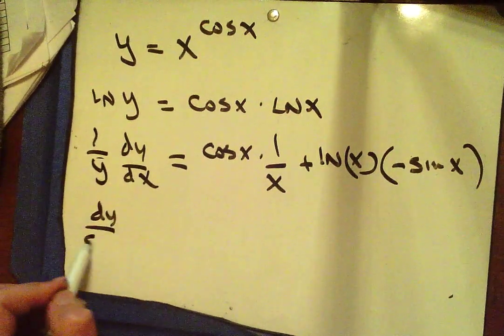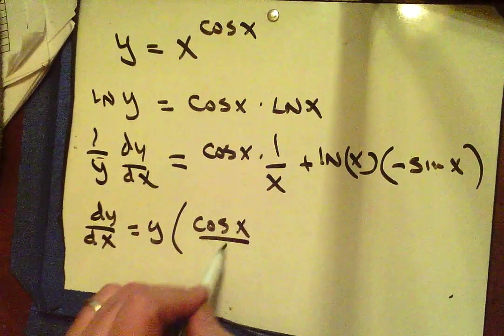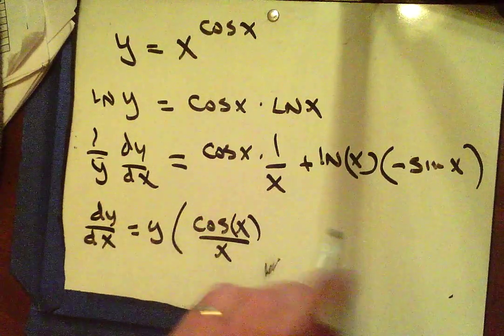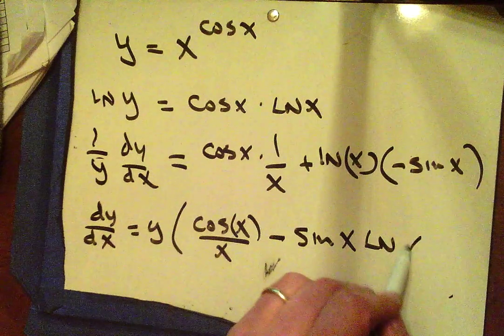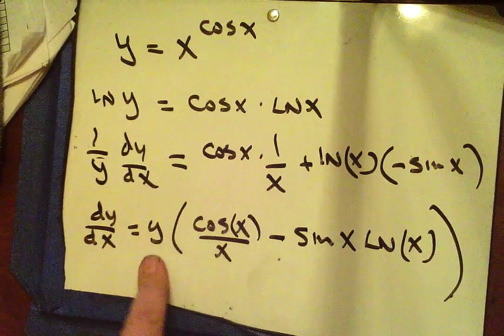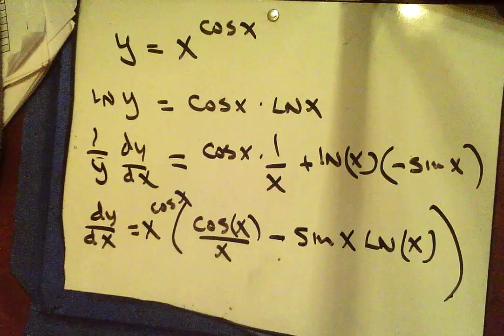So, dy/dx equals y times cosine of x over x. No, you can't cancel those out. Minus sine x ln of x. And y is x to the cosine x. Okie doke.